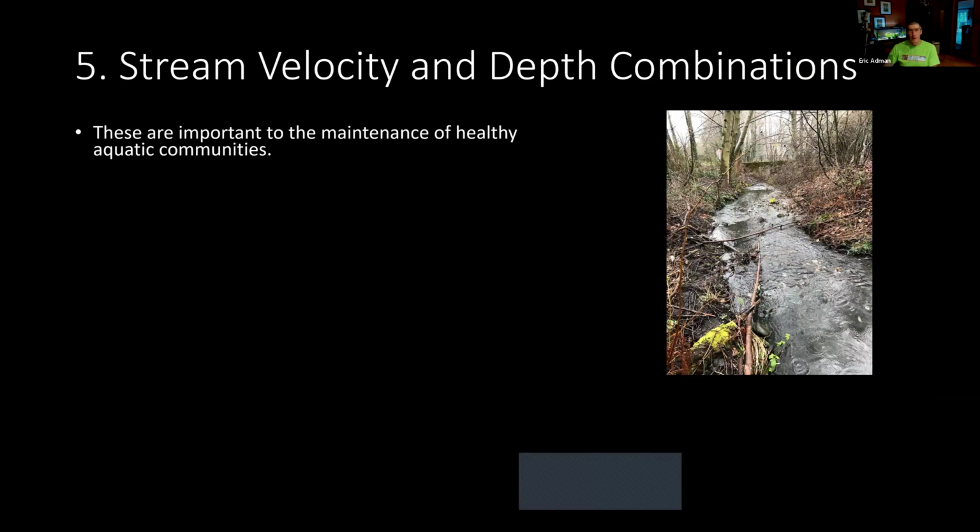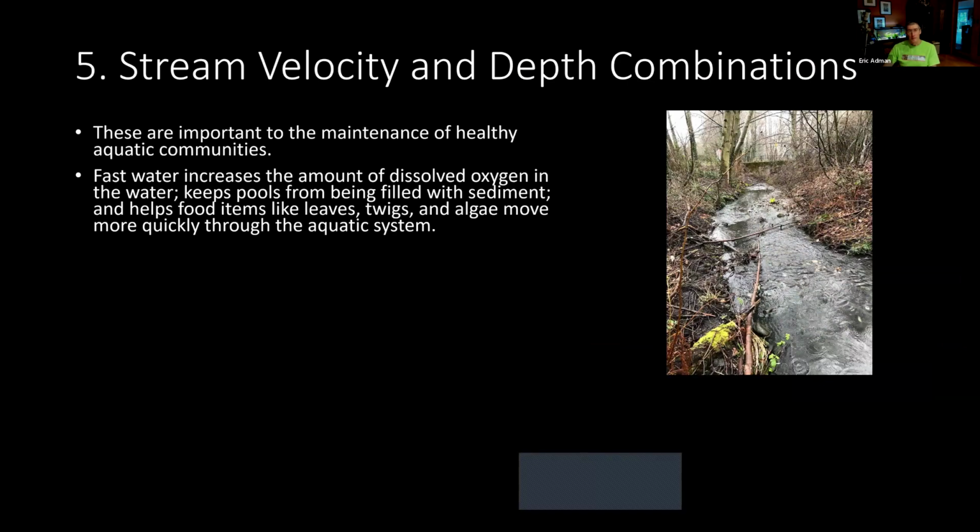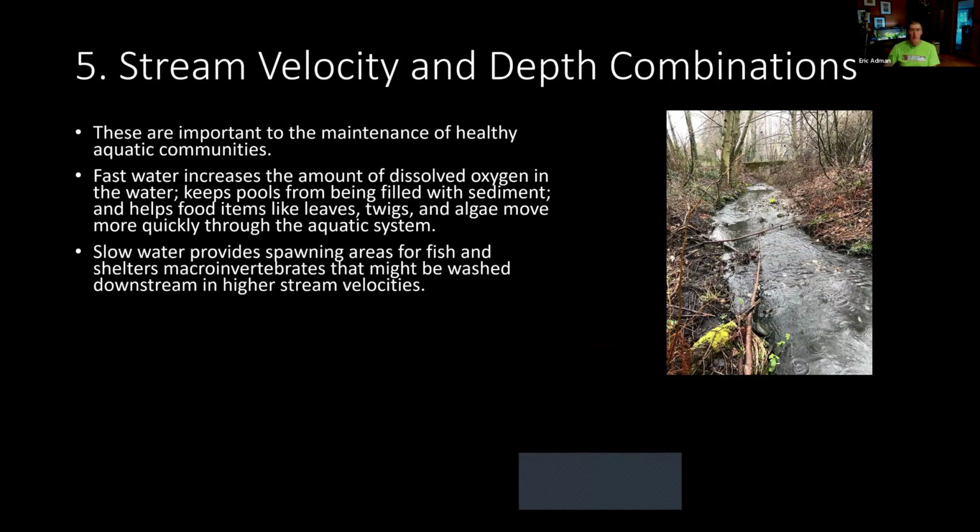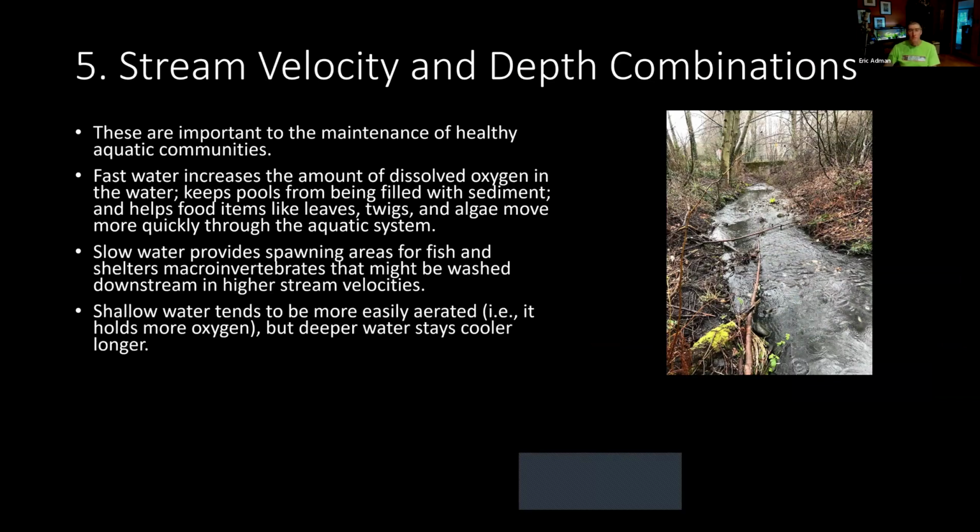So this next category, stream velocity and depth, is looking at how much variability we have. Fast water is beneficial in some ways, slow water is beneficial in some ways, deep versus shallow water, each can be beneficial in certain ways. So you want some variation in your characteristics there.